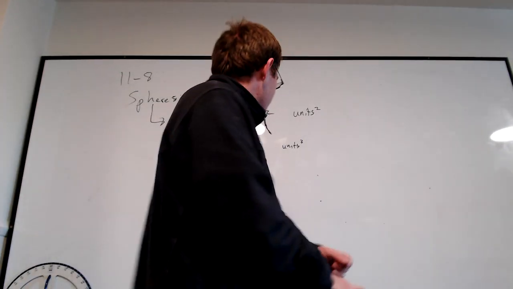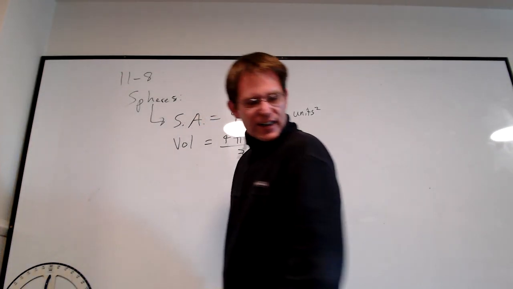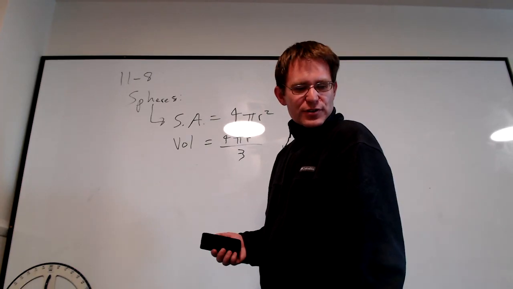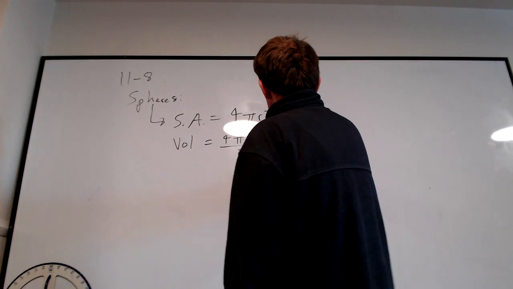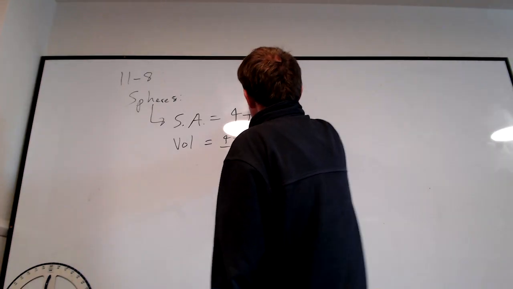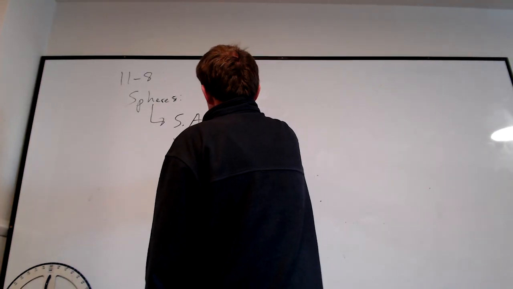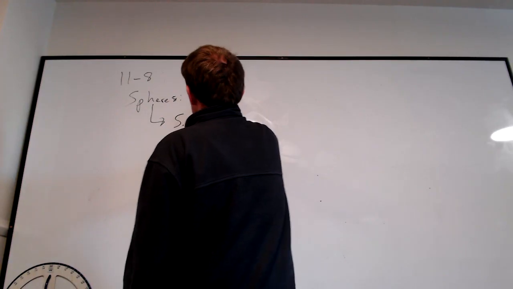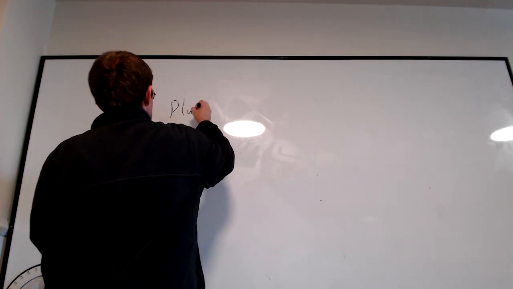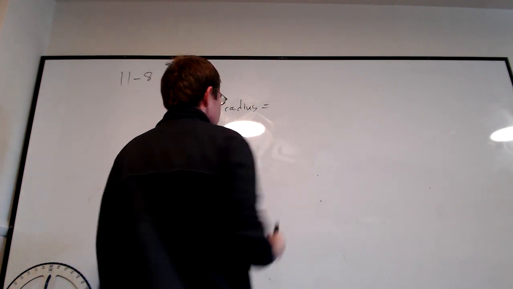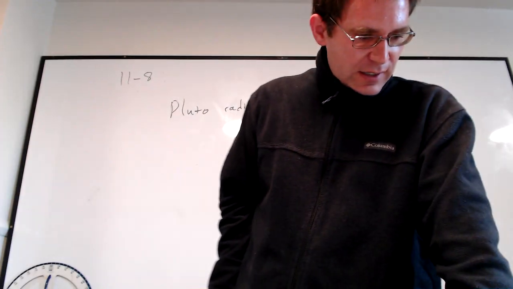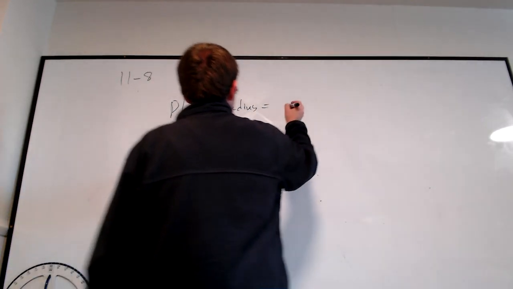So, for our first example, we are going to estimate the total surface area of Pluto. Not to be confused with my sister's dog. She has a little Yorkie named Pluto. Okay, let's see here. Pluto radius equals 737 miles.